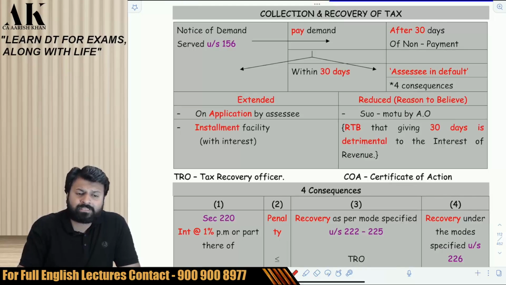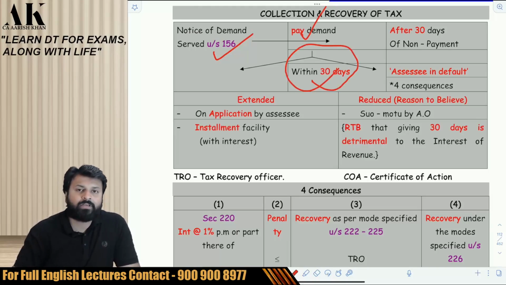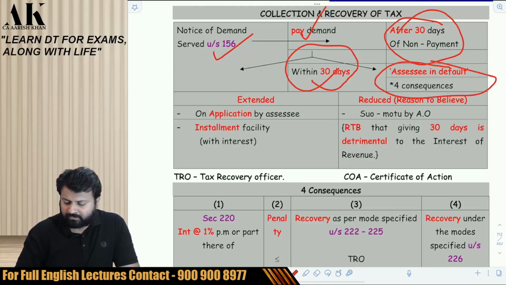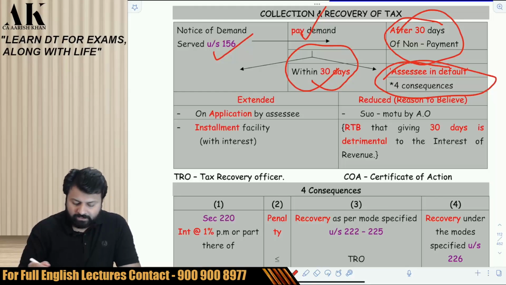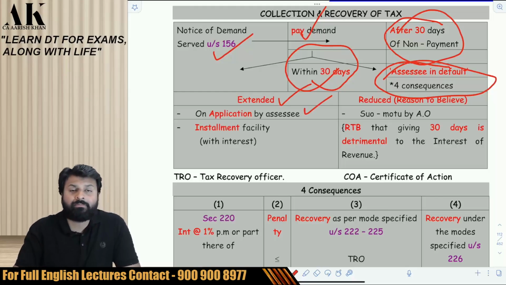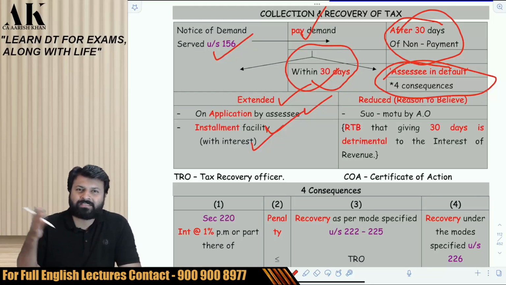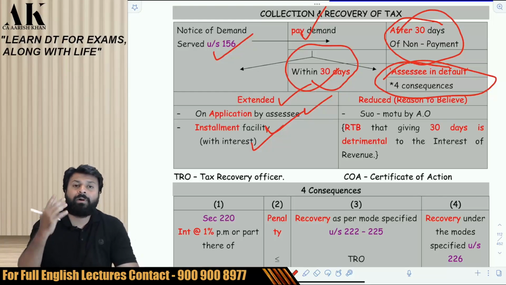Now, after the assessment is done, the department will raise a notice of demand. And the notice of demand will say that you have to pay tax within 30 days. And if you do not pay within 30 days, you will be called an assessee in default. Now, can the department give you an extension? Yes, they can give you an extension if you make an application. Can the department give you an EMI facility, equated monthly installments? The answer is yes, they will give it with interest. They will take interest, obviously. You can pay the demand in installments, but with interest.